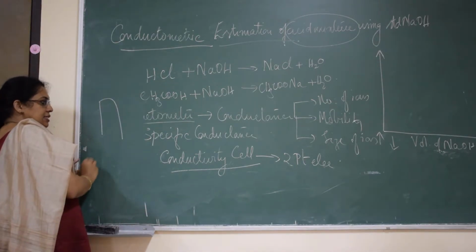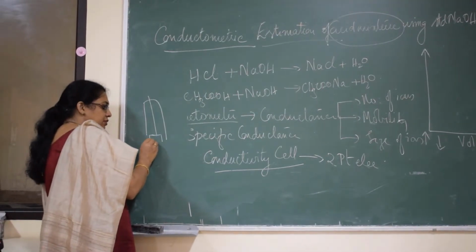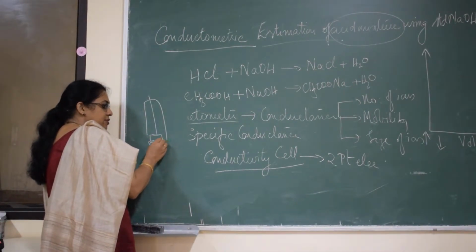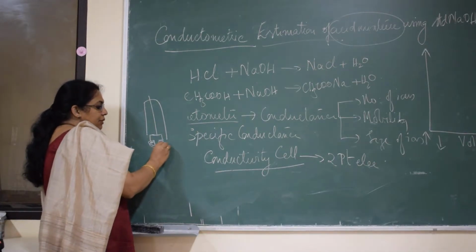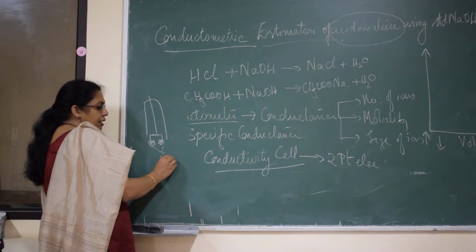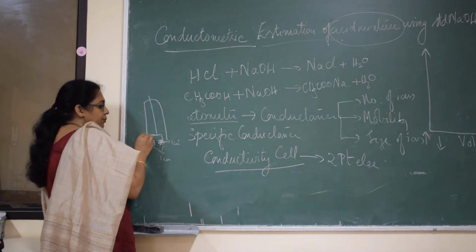See, it looks like this. And 2 platinum electrodes come here. These are the 2 platinum electrodes. And the specialty is, these 2 platinum electrodes are kept at a distance of 1 centimeter apart, and its area of cross section is again 1 centimeter square.